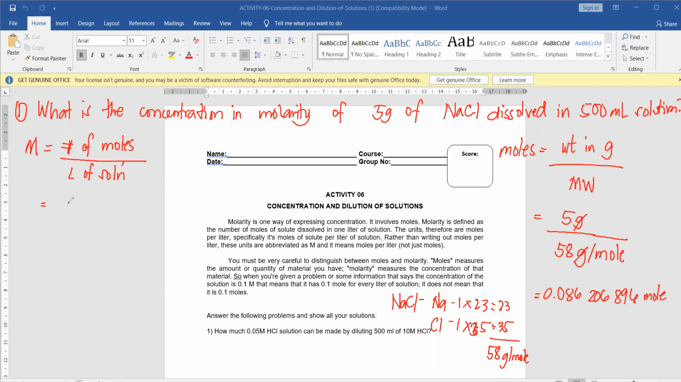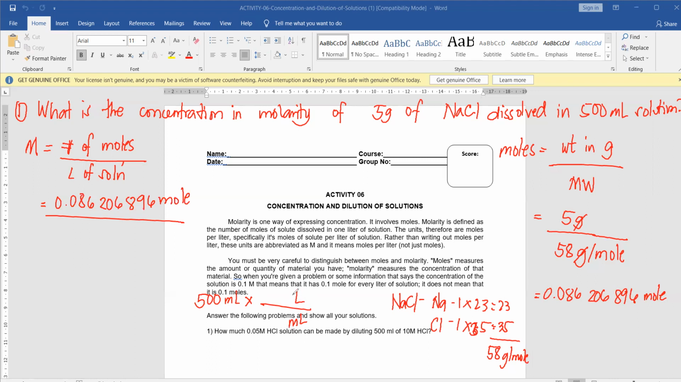We have that, let's put it here, 0.086206896 mole. Now, our problem is the liters of solution. Remember, it should be in liters, but the given is in ml. So we need to convert 500 ml to liters. So, what is our conversion factor here? Since ml is on top, let's put it down here so that we can cancel it. So, what is on top is the liters.